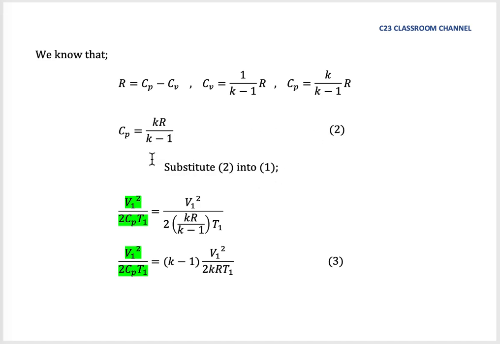Then we substitute the value of Cp in equation number 1 with Cp equal KR over K minus 1, and we have this equation. Then we can simplify the right-hand side term into this one, K minus 1 times V1 squared over 2KR T1. And then we name this equation as equation number 3.